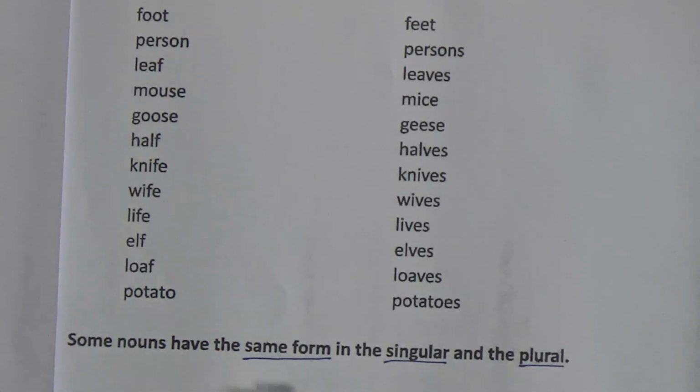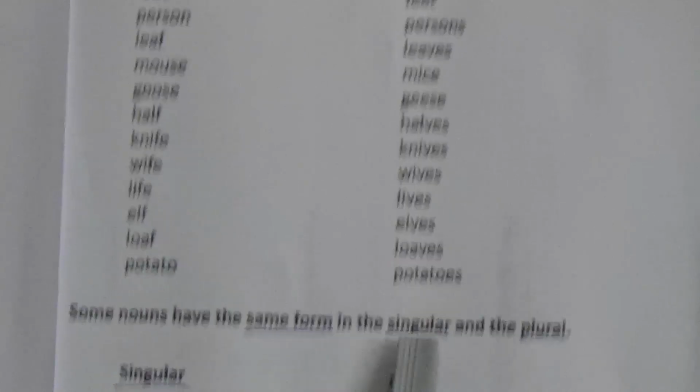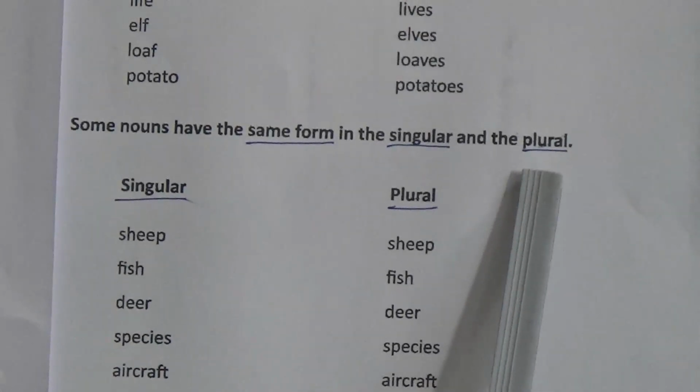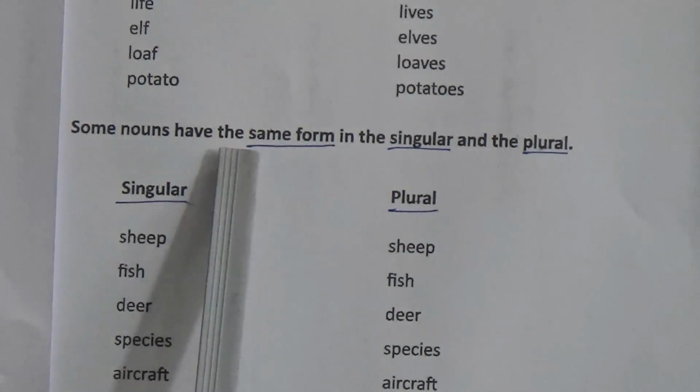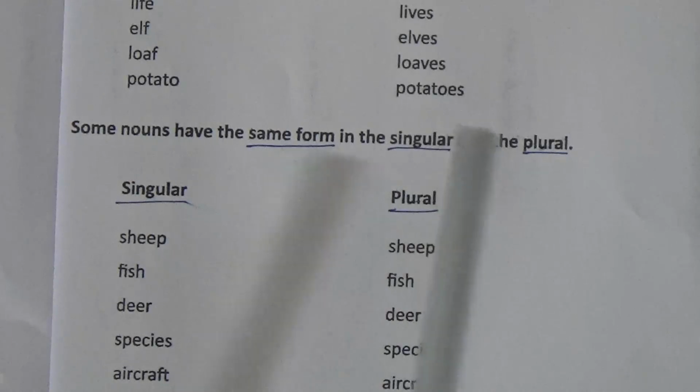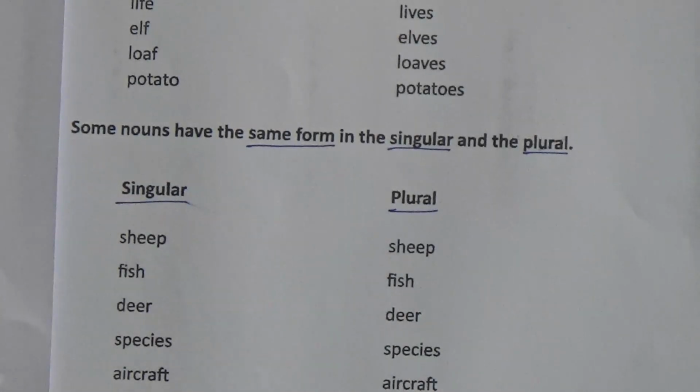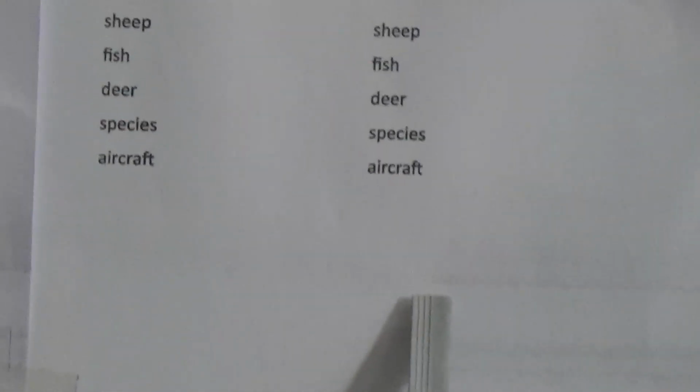And some nouns have the same form in the singular and the plural. We saw regular and irregular nouns, but there are some nouns that have the same form. They do not change if you make them plural from singular. Look at the examples. Sheep, sheep. Fish, fish. Deer, deer. Species, species. Aircraft, aircraft. See, they are not changing at all. They have the same form if you make them plural. They do not change at all. Okay. Let's move on to the next page.